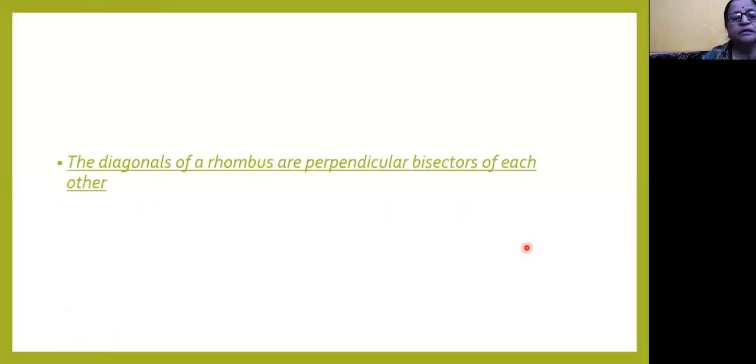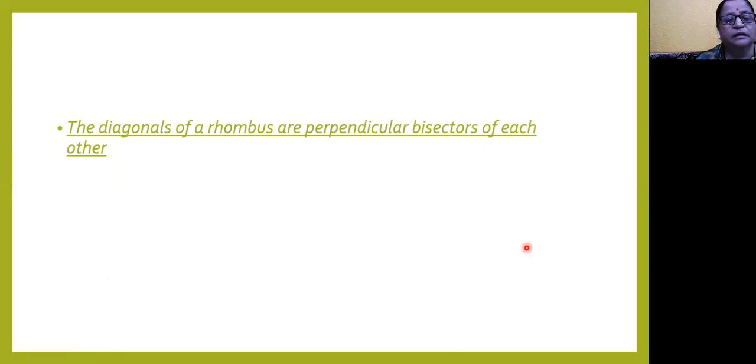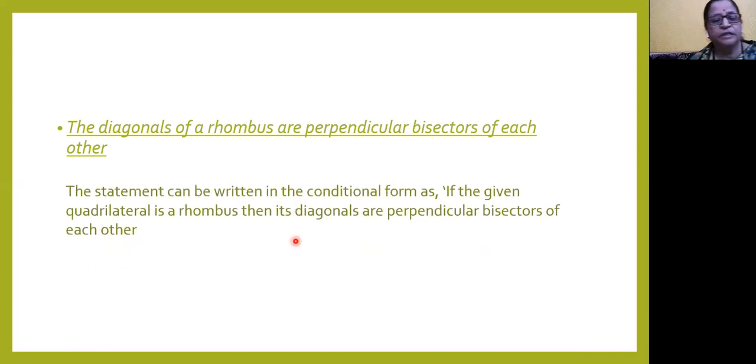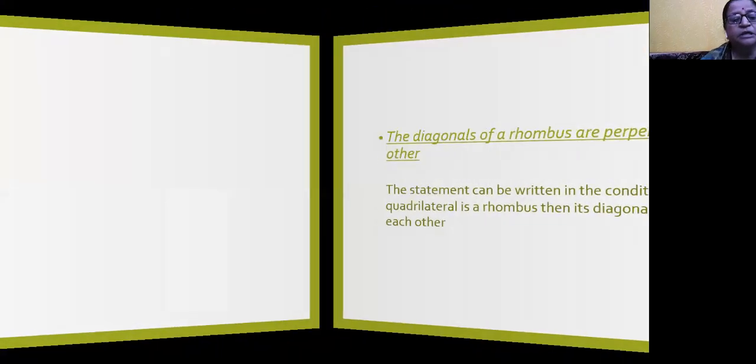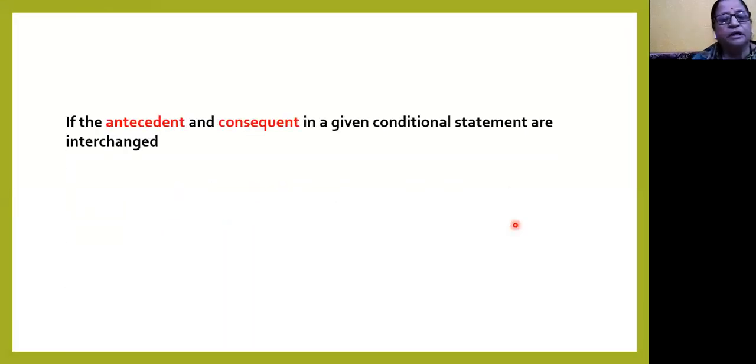In this, the statement is that the diagonals of the rhombus are perpendicular bisectors of each other. The statement can be written in the conditional form: if the given quadrilateral is a rhombus, then its diagonals are perpendicular bisectors of each other.